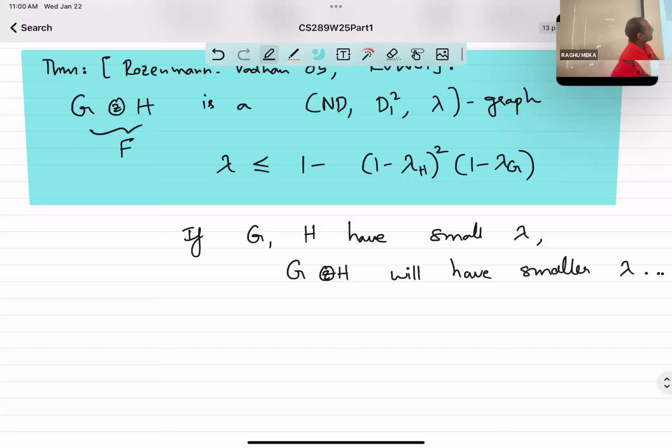Okay, so we'll increase lambda by squaring first, which will hurt the degree. We'll bring down the degree using zigzag product without hurting the spectral gap, and keep on repeating this. Okay.